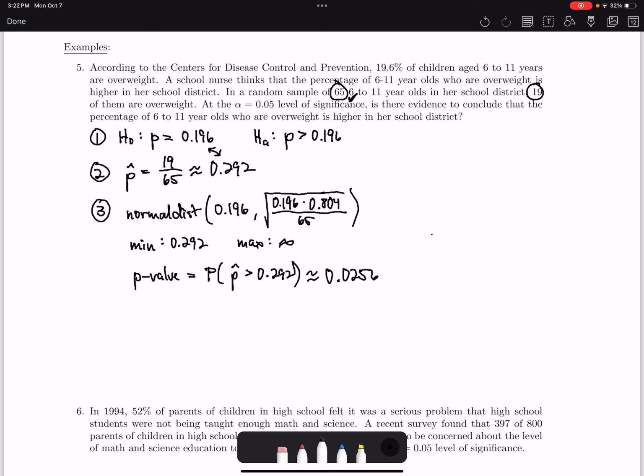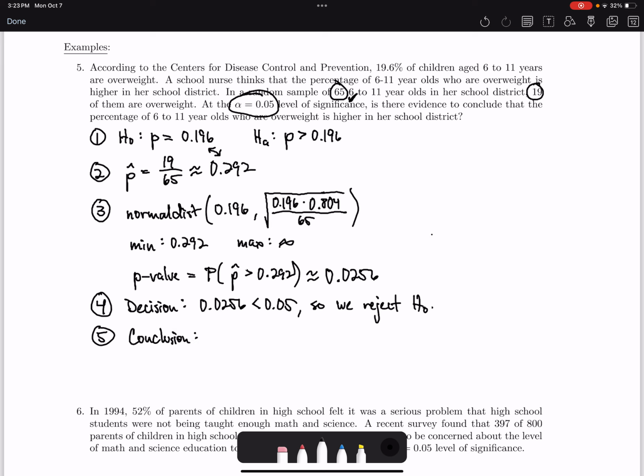Okay. Step 4 now is to use that p-value to make a decision. Well, 0.0256, we were supposed to use the 0.05 level of significance. 0.0256 is less than 0.05. So we reject H null.